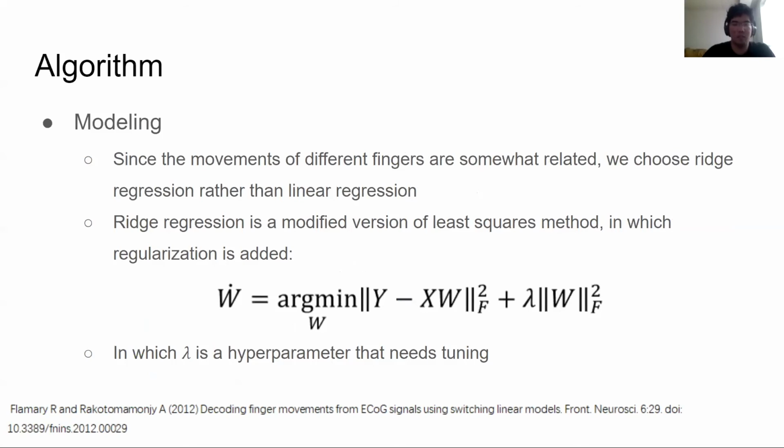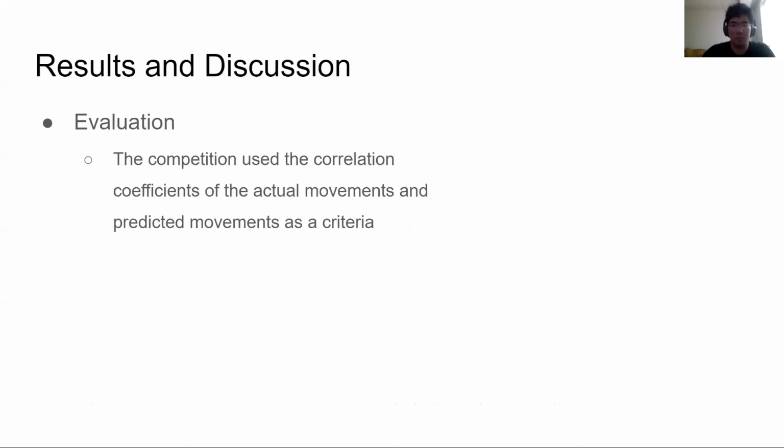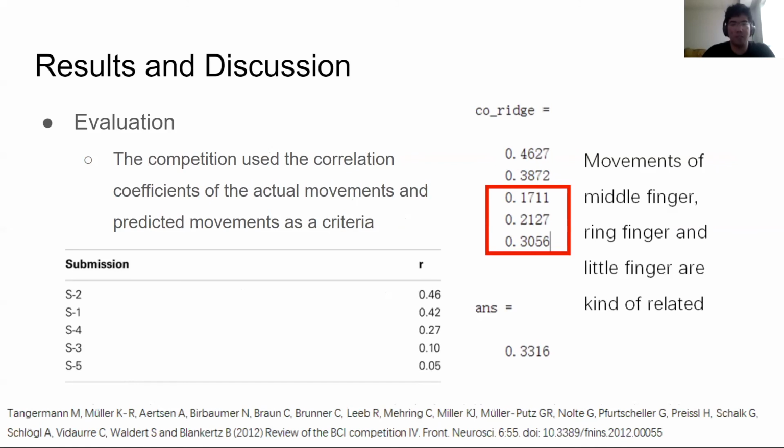Then in the modeling step, we choose ridge regression since the movements of different fingers are somewhat related. Ridge regression is a modified version of the least squares method in which a regularization component is added. In the equation, lambda is a hyperparameter that needs tuning, and W is the modeled weight. Next. For the performance evaluation, the competition we got our data from used the correlation coefficients of the actual movement and predicted movements as a criterion.